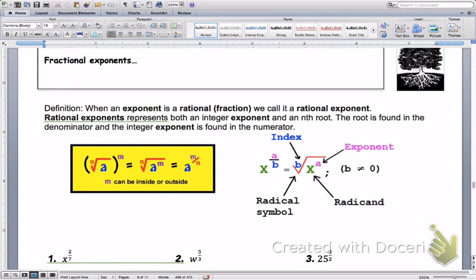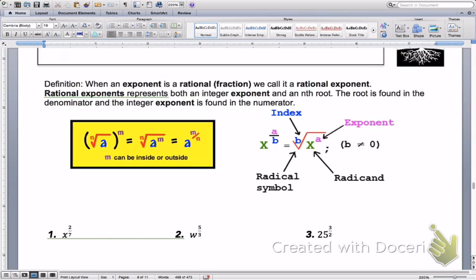When the exponent is a rational or a fraction, we call it a rational exponent. Rational exponents represent both an integer exponent and an nth root. The root is found in the denominator. Again, the root is at the bottom, and the integer exponent is found in the numerator, the one that's the regular power.